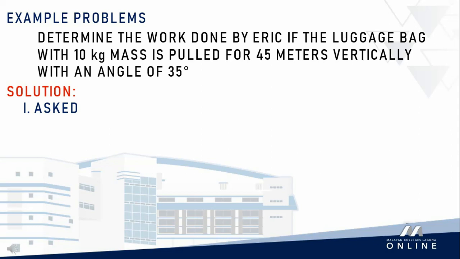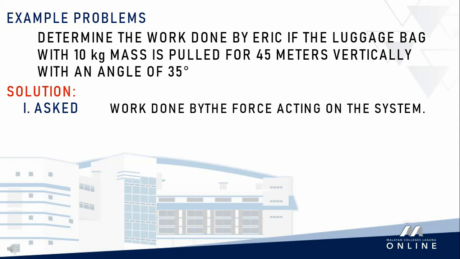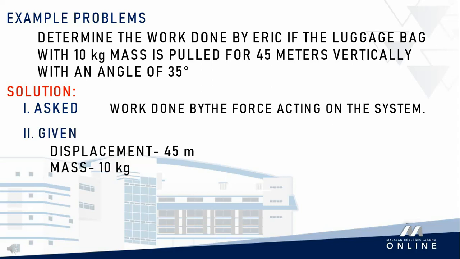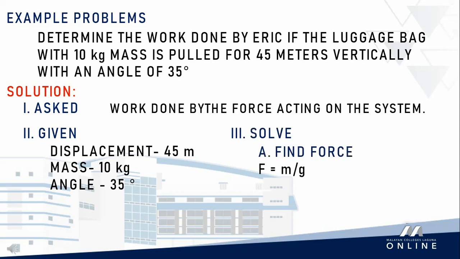In this problem, you are asked to determine the work done by the force acting on the system. The given values are displacement, which is 45 meters, mass, which is 10 kilograms, and angle, which is 35 degrees. Before calculating the work, force should be determined first using our formula F is equal to mg, where mass is 10 kilograms and g is negative 9.8 meters per second squared. We will multiply these two values and we will get negative 98 newtons.